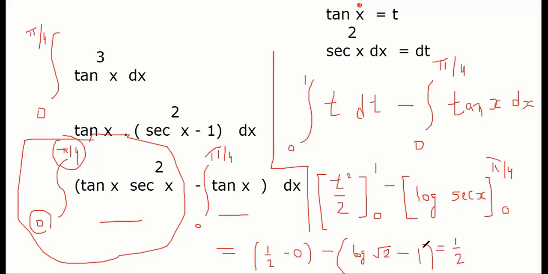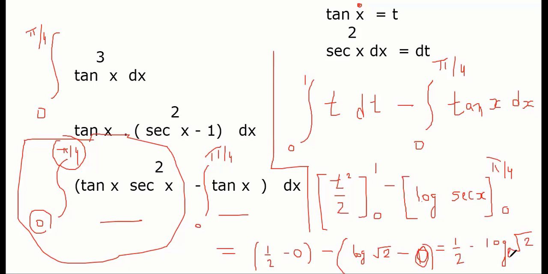And guys, this is not 1. Log of 1 is 0. So this will be 0. Sorry. Because see, secant of x, or secant of 0, is 1. Log of 1 is 0. So it becomes half minus log of root 2. Half minus log of root 2 base e.